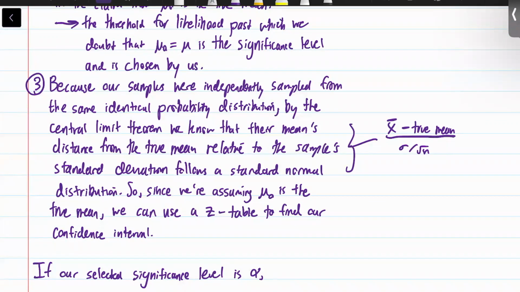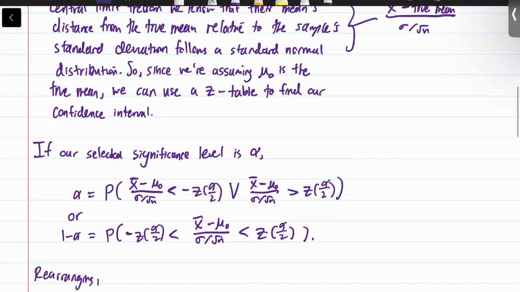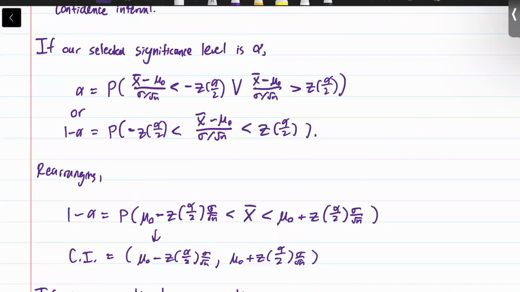If our selected significance level is alpha, alpha is equal to the probability of x bar minus mu naught divided by the sample standard deviation being less than negative z of alpha over 2, or x bar minus mu naught over the sample standard deviation being greater than z of alpha over 2. By the definition of the probability of complementary events, 1 minus alpha is equal to the probability that x bar minus mu naught over the sample standard deviation is between negative z of alpha over 2 and positive z of alpha over 2. We can rearrange this to isolate x bar in the middle, and then from this get a confidence interval.